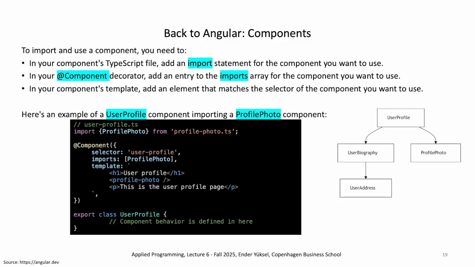Notice that inside the template there are regular HTML tags like heading 1 and paragraph, but there is also a custom component, which in this case is profile photo. So this uses the profile photo component we imported. Also notice that there is the backtick symbol, which allows multi-line strings in JavaScript and TypeScript. At the bottom you see the component class. This is where we define the properties, methods, etc. However, it's empty for this example.